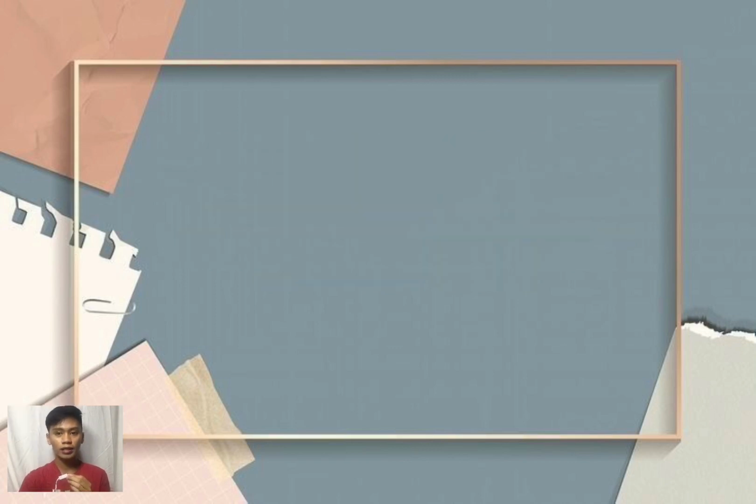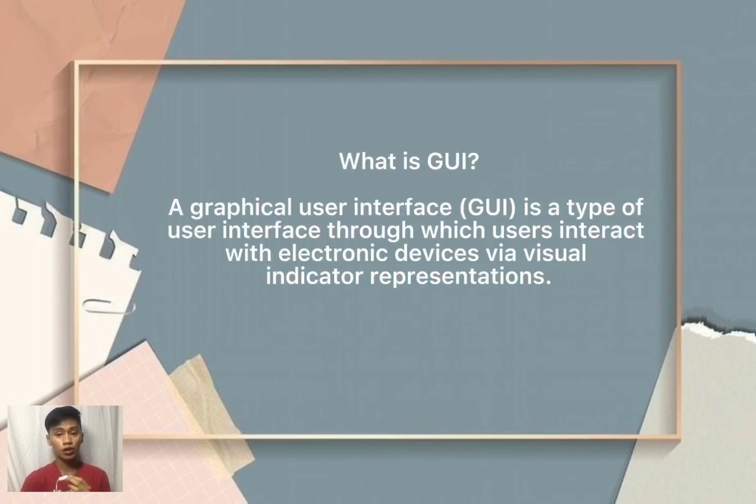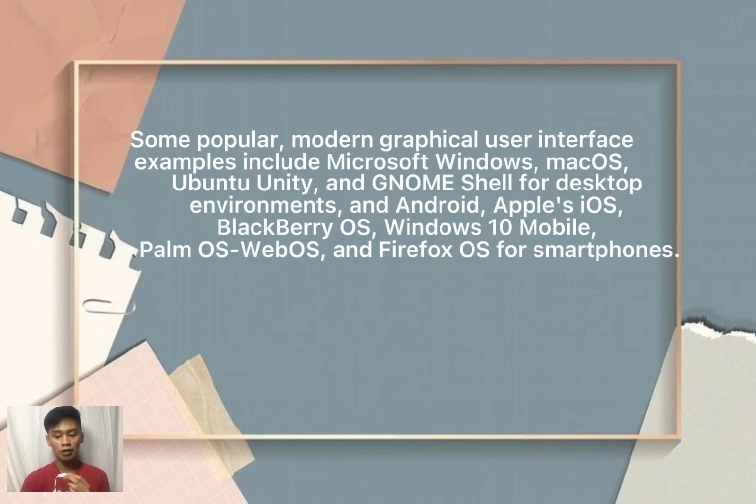So next is what is GUI or graphical user interface. It is a type of user interface through which users interact with electronic devices via visual indicator representations. Some popular modern graphical user interface examples include Microsoft Windows, Mac OS, Ubuntu Unity, and GNOME Shell for desktop environments, and Android, Apple's iOS, BlackBerry OS, Windows 10 Mobile, Palm OS, Web OS, and Firefox OS for smartphones.